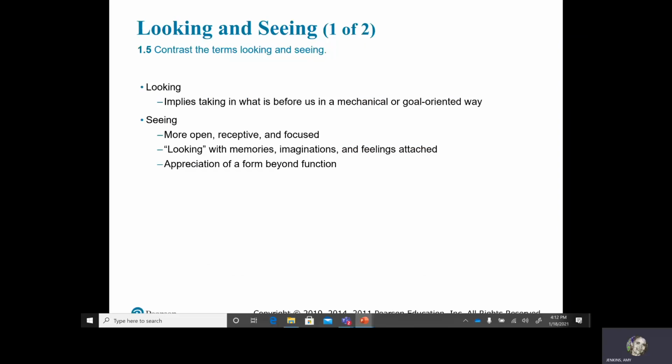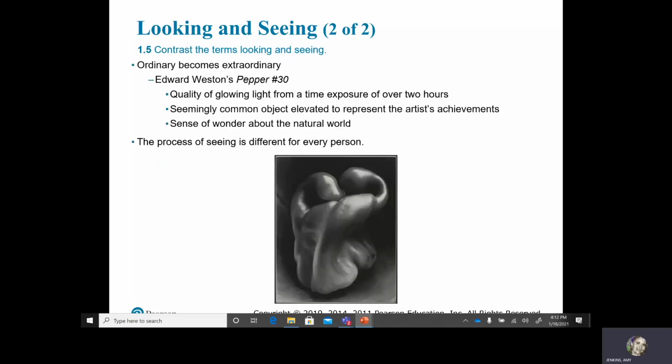Contrast the terms looking and seeing. So looking implies taking in what is before us in a mechanical or goal-oriented way. Seeing, the difference is more open, receptive, and focused. Looking with memories, imaginations, and feelings attached is seeing. So when you're seeing, you're bringing all of that with it, and an appreciation of form beyond function.